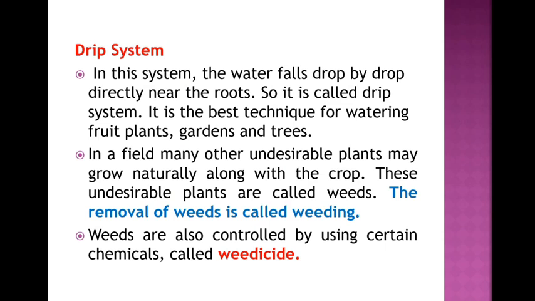and fruit plants. And then in a field many other undesirable plants may grow naturally along with the crop. These undesirable plants are called weeds. The removal of weeds is called weeding. Weeds are controlled by using certain chemicals called weedicides.